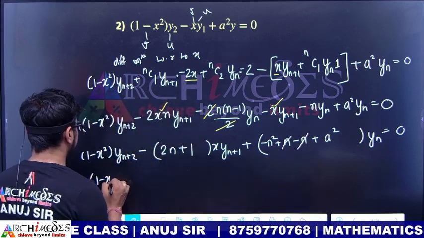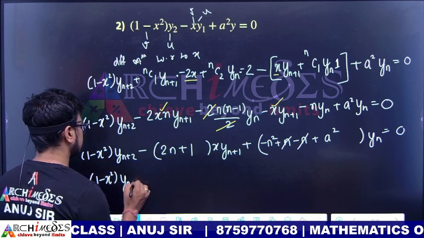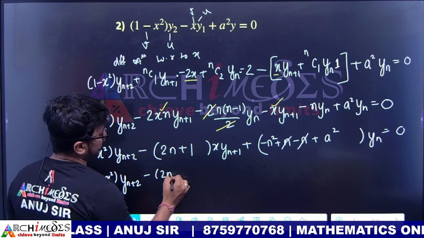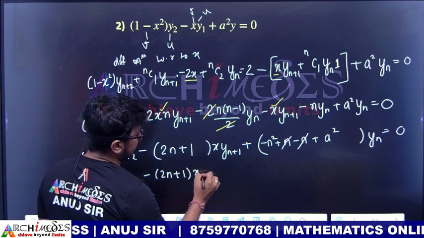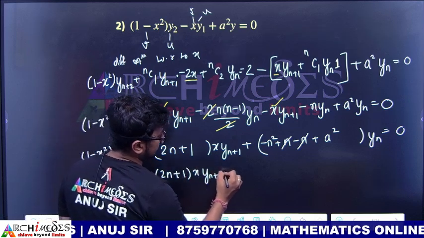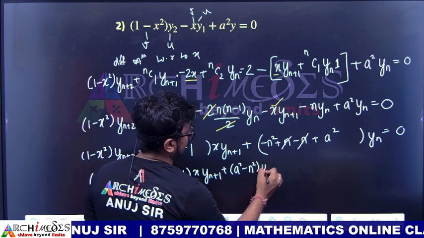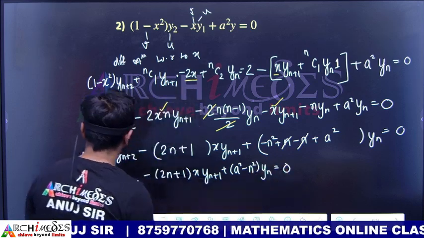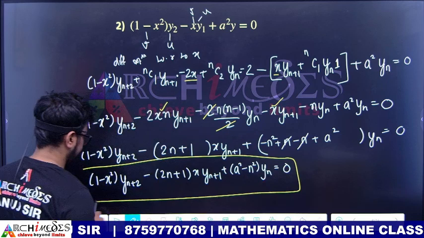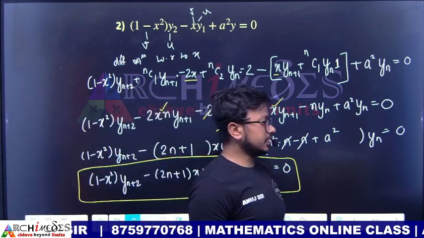So in this way, we'll differentiate the differential equation n times. y n is equal to 0. This is the final answer of that part. Any doubt?